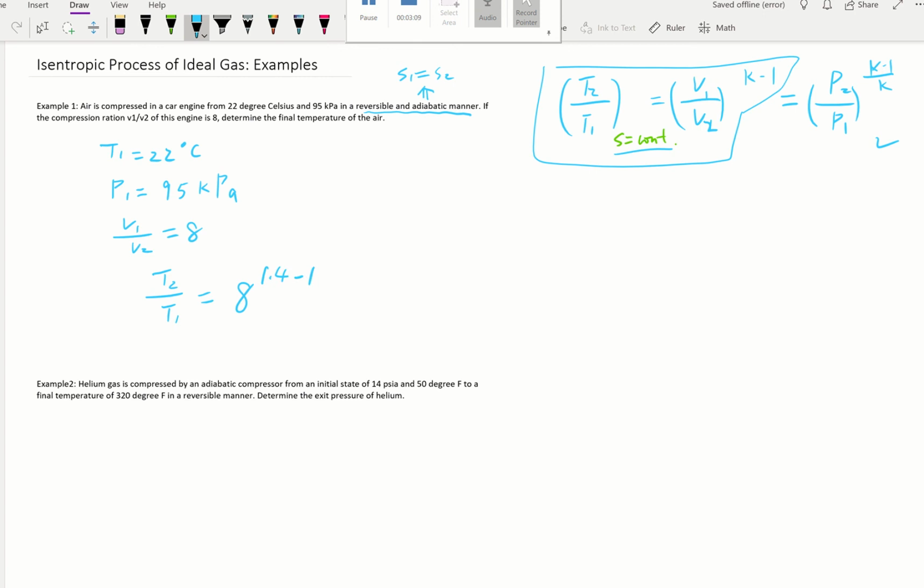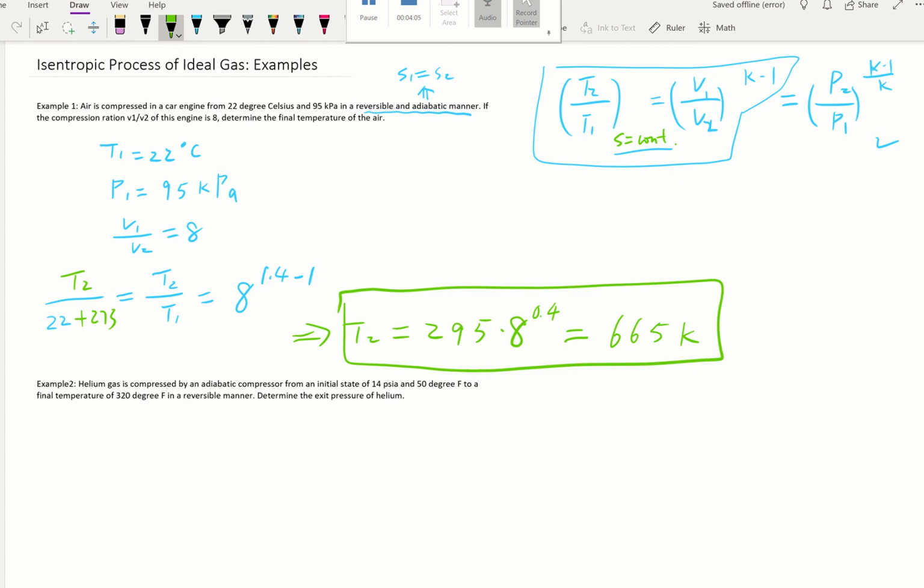Okay, then what do we get at the end? Our T1 value is 22, so we can go ahead and put 22, but make sure you add 273 here, right? And you're calculating the only unknown, T2. So T2 will give us 295 times 8 to the power of 0.4. Okay, then that will give us about 665 Kelvin. So that's our final temperature during this isentropic process.